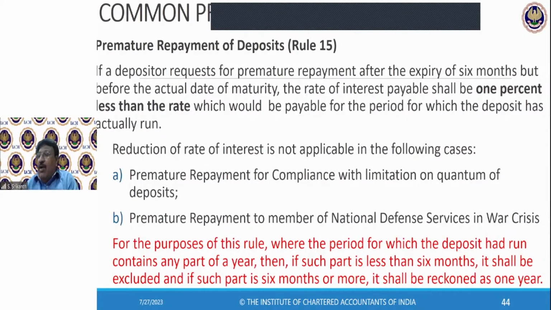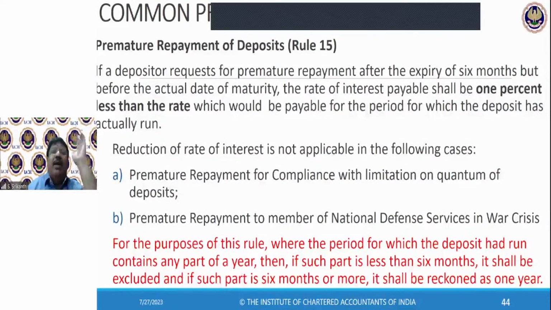If a depositor requests premature repayment of a deposit after the expiry of 6 months, but before the actual date. So up to 6 months, you cannot give. He cannot ask for payment. But after 6 months, he can ask for premature repayment. The rate of interest payable shall be 1% less than the rate which would be payable for the period for which the deposit has actually run.